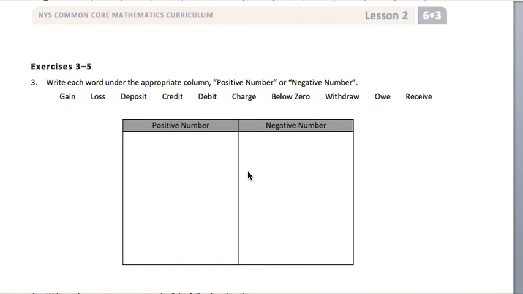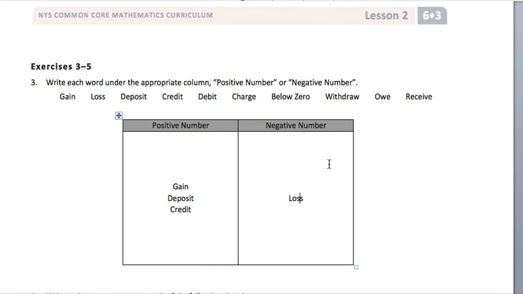Looking at the vocabulary that we have been working on in this lesson, we want to indicate whether each of those words represents a positive or a negative number. So positive numbers, gain would be a positive number. A loss would be negative. Deposit, as we recall from our previous example, is a positive. A credit, as we recall from our previous example, is a positive.